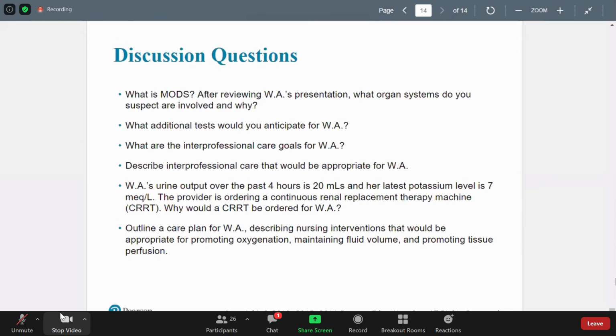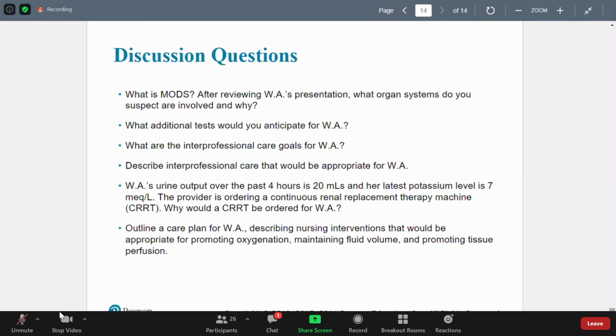Anybody? I mean, she's pretty much in multi-organ dysfunction. She's requiring continuous renal replacement, which is CRRT, because she's in kidney failure. And we basically just outlined all the goals and the interventions for her. So what is MODS? Multi-organ dysfunction syndrome. Okay, very good.